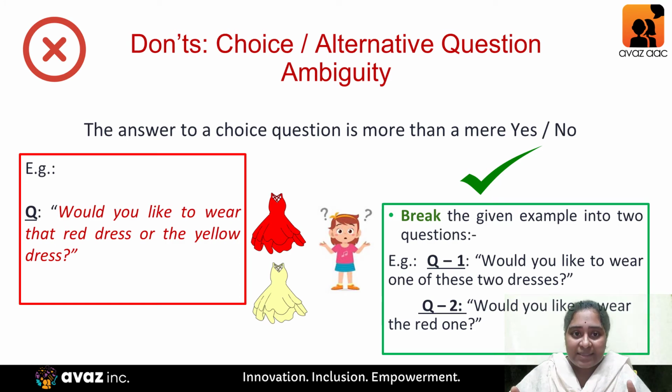First, you can ask the child, "Would you like to wear any of these two dresses?" And if the child says yes, then ask the child, "Do you like the red dress?" If the child says no, then you know that the child wants to wear the yellow one. Then you can ask, "Do you want to wear the yellow one?" If the child prefers to go with the yellow one, the child will say yes.